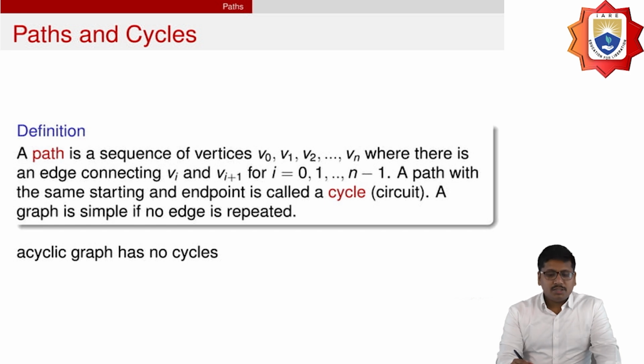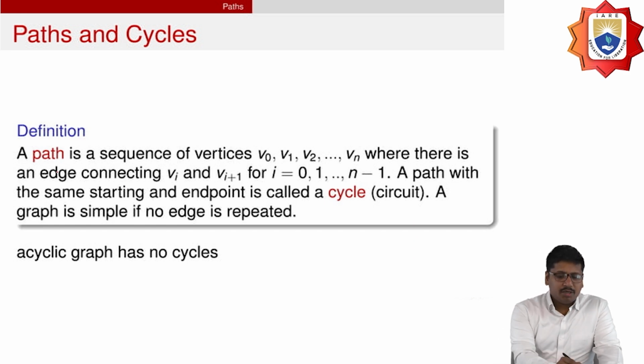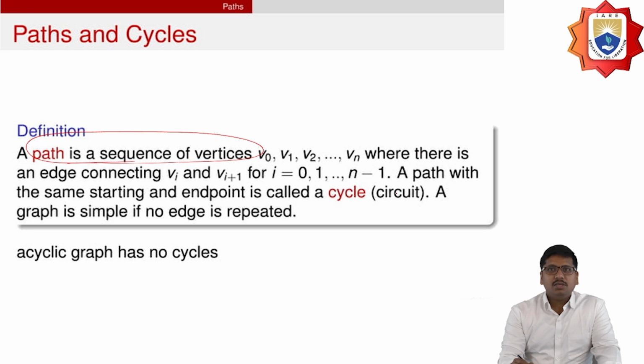And the next one is paths and cycles. So the path is nothing but a sequence of vertices, represented as V0, V1, V2 up to Vn, where there is an edge connecting Vi and Vi plus 1 for i equal to 0 to n minus 1. A path with the same starting and ending vertex is called a cycle. A graph is simple if no edge is repeated. Otherwise, an acyclic graph has no cycles. So the path is a sequence of vertices connected by edges Vi and Vi plus 1.